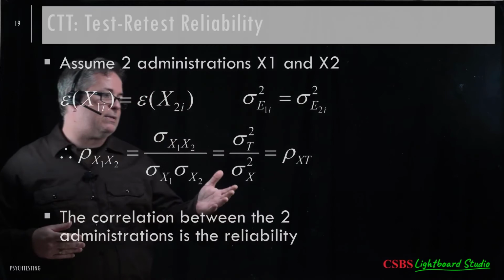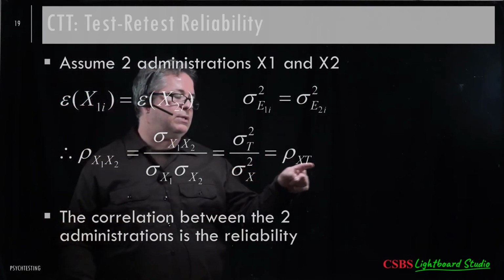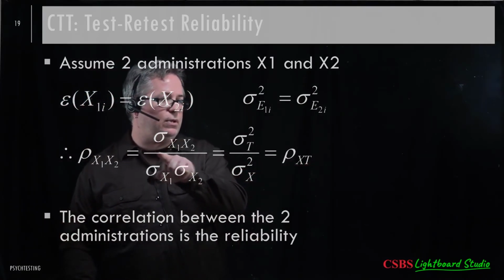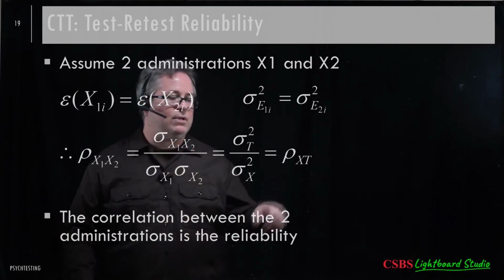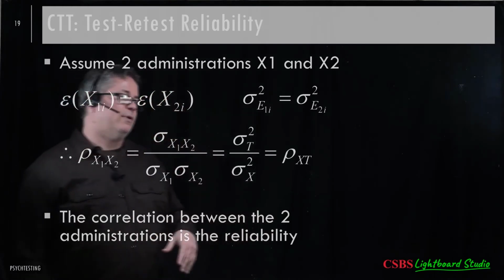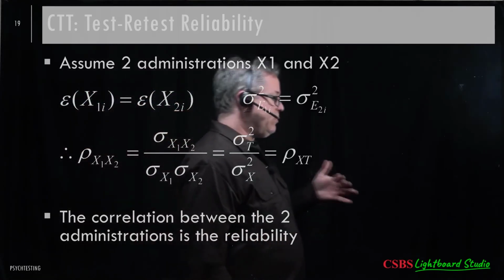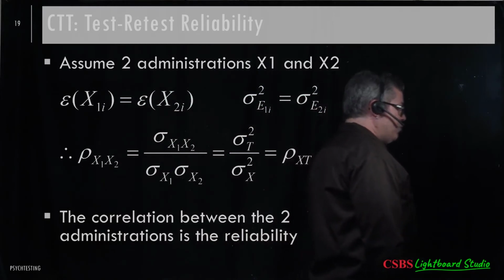Then what we find is that the correlation between the two variables, the test at time one and the same test at time two, will give us an estimate or a measure of the reliability of that scale as it reflects the true score in the domain.